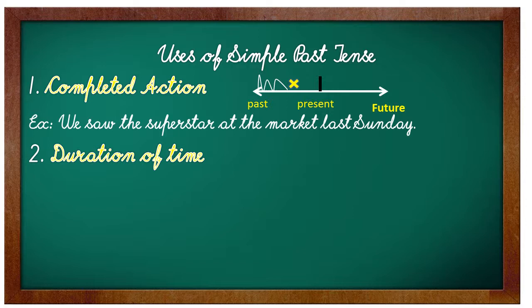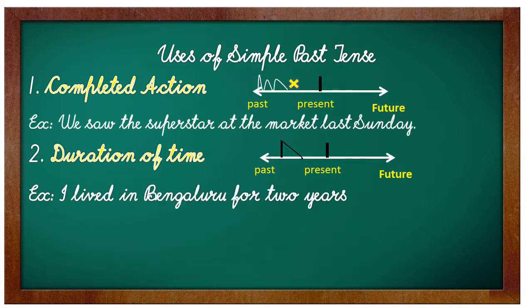Second, duration of time. That means an action that took place over a period of time in the past. The simple past tense can be used with duration which started and stopped in the past. For example, I lived in Bengaluru for 2 years. A duration is a longer action, often indicated by expressions such as for 2 years, for 5 minutes, etc.